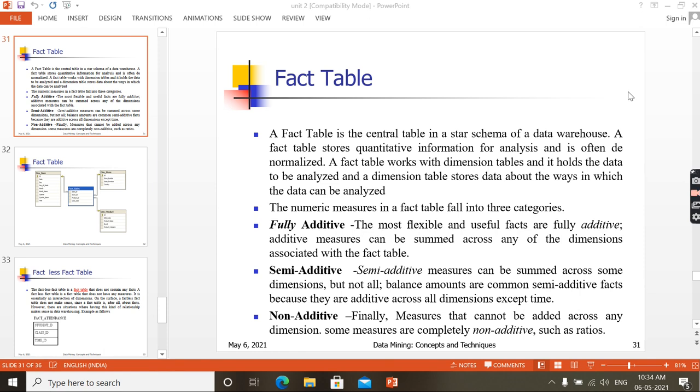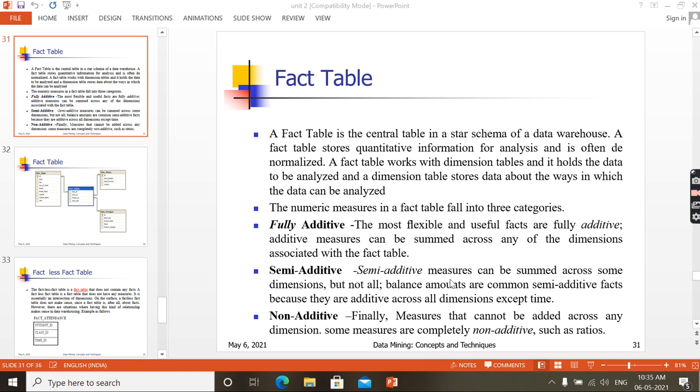So a fact table is connected with the dimension tables using foreign keys. Fact table contains foreign keys and measurement values, measures. So using these foreign keys, fact tables can be connected to dimension tables. Dimension tables have the primary keys. With these primary keys, dimension tables are connected to fact tables.